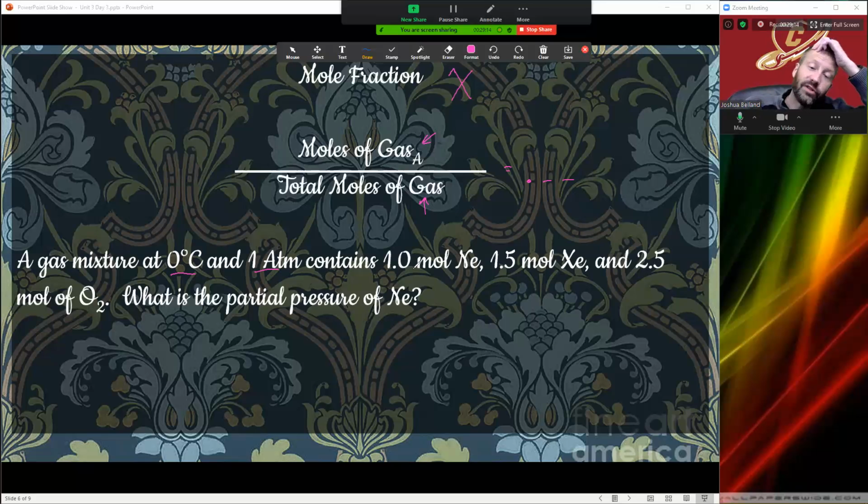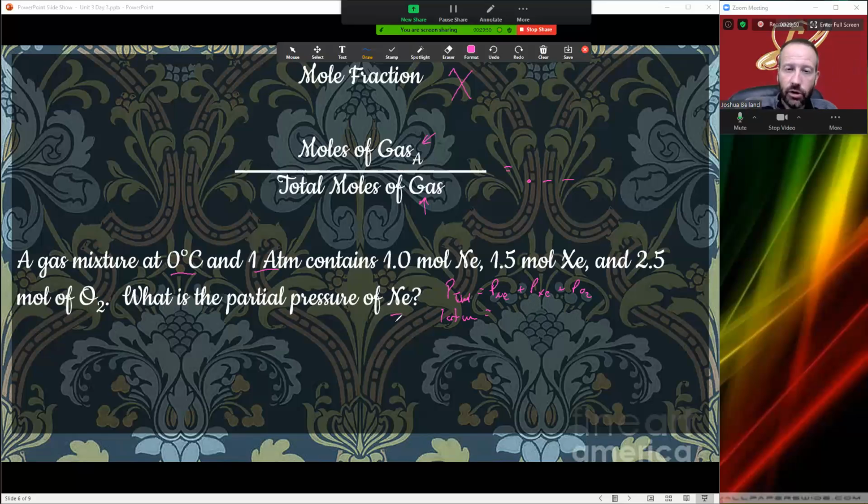Partial pressure of neon plus partial pressure of xenon plus partial pressure of oxygen equals pressure total, and I do have the pressure total, 1 atmosphere. Yeah, that's why you don't do it this way. We don't have enough information to do it this way, but doing it with mole fractions, we have plenty of information. Check out how easy this is.